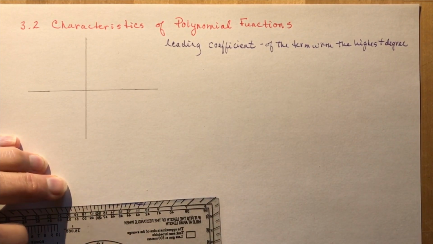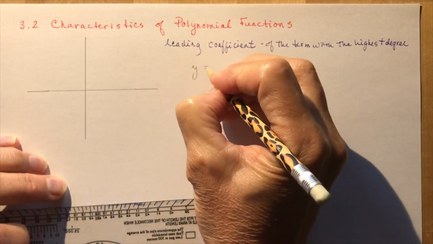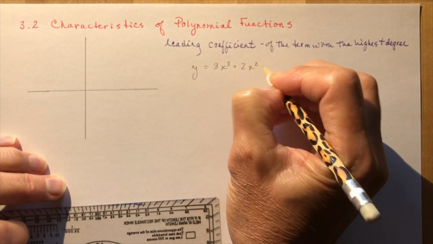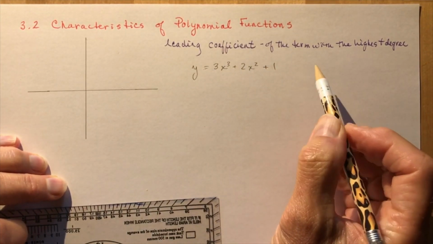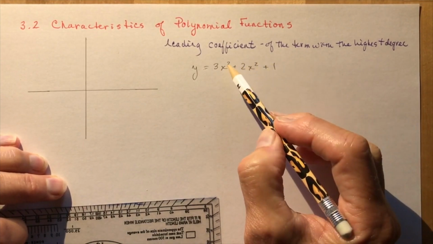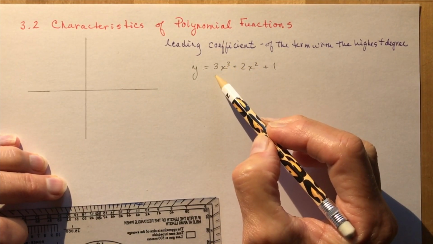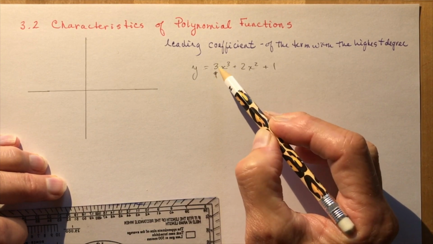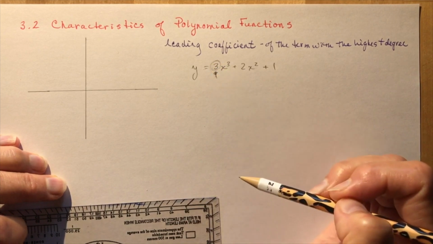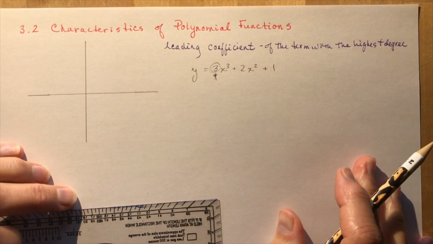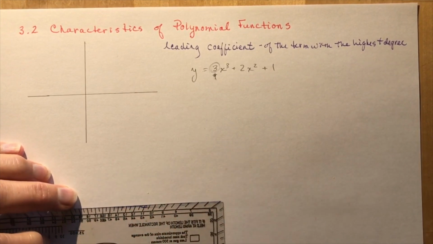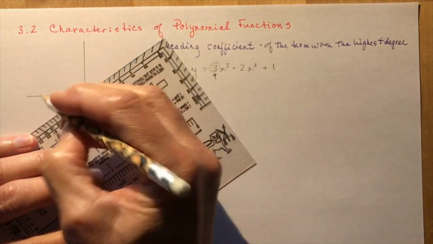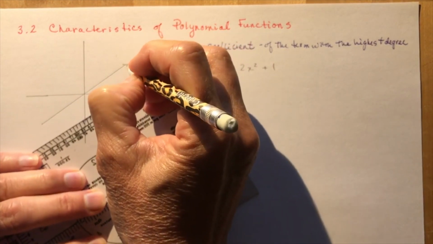So if you had something like y equals 3x cubed plus 2x squared plus 1, then the degree of the polynomial would be 3, and the leading coefficient here would also be a 3. Now what happens is we want to know whether or not this number in the front is going to be positive or negative, and that's going to help us to graph the function. So for instance, if I asked you to draw a line with positive slope, you would draw something like this, right? Here's your line with positive slope.